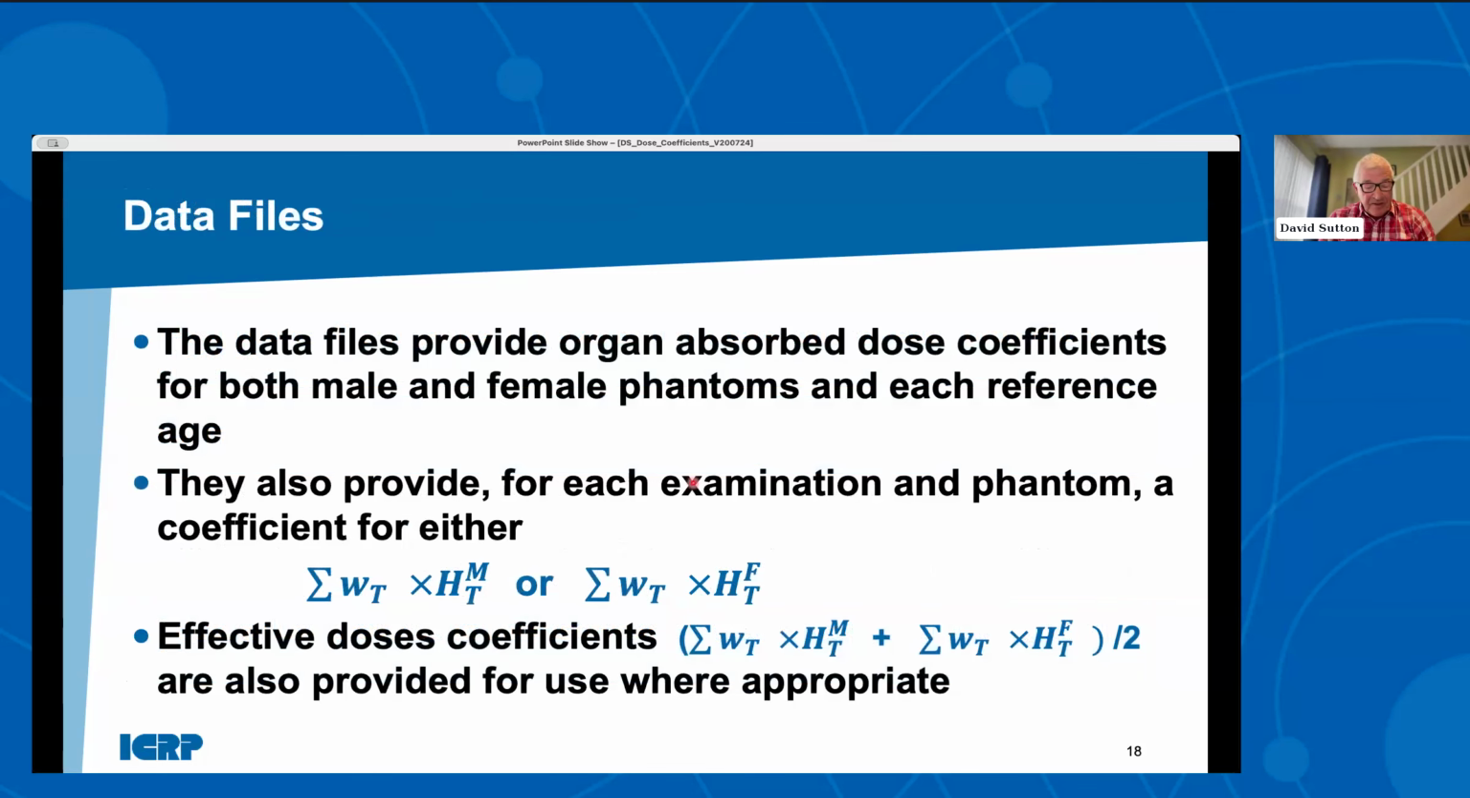And you've already seen this slide from Nina. The data files provide organ-absorbed coefficients for both male and female phantoms at each reference age. They'll also provide for each examination and phantom a coefficient for either the male contribution to the effective dose or the female contribution to the effective dose, and of course, in most cases, where appropriate anyway, effective dose coefficients, which is the sum of these divided by 2.